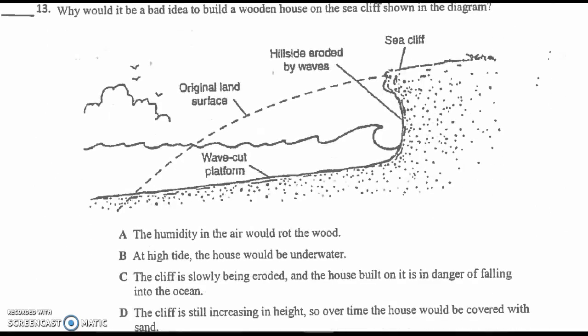Number 13. Why would it be a bad idea to build a wooden house on the sea cliffs shown in the diagram? A. The humidity in the air would rot the wood. B. At high tide, the house would be underwater. C. The cliff is slowly being eroded and the house built on it is in danger of falling into the ocean. D. The cliff is still increasing in height, so over time the house would become covered with sand.